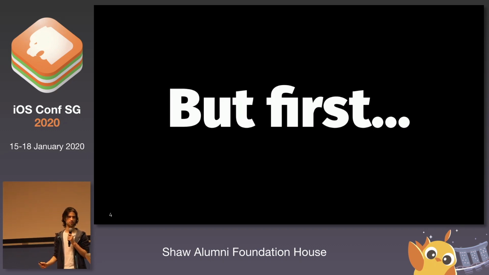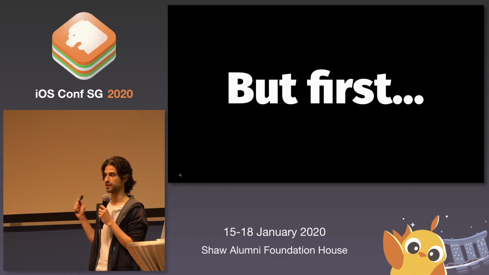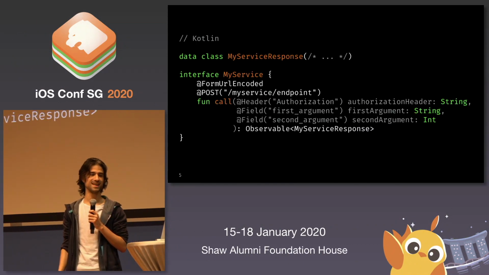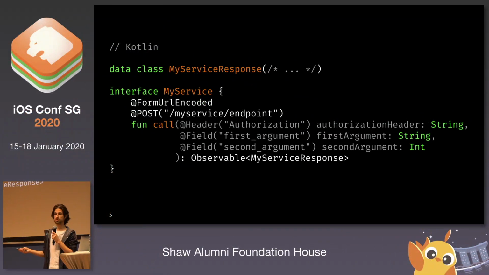But first, we're going to do something a little bit crazy for an iOS conference. We're going to take a look at some Android code. This is some Kotlin code, and it's actually good code. This is how you could implement a network call in Kotlin.